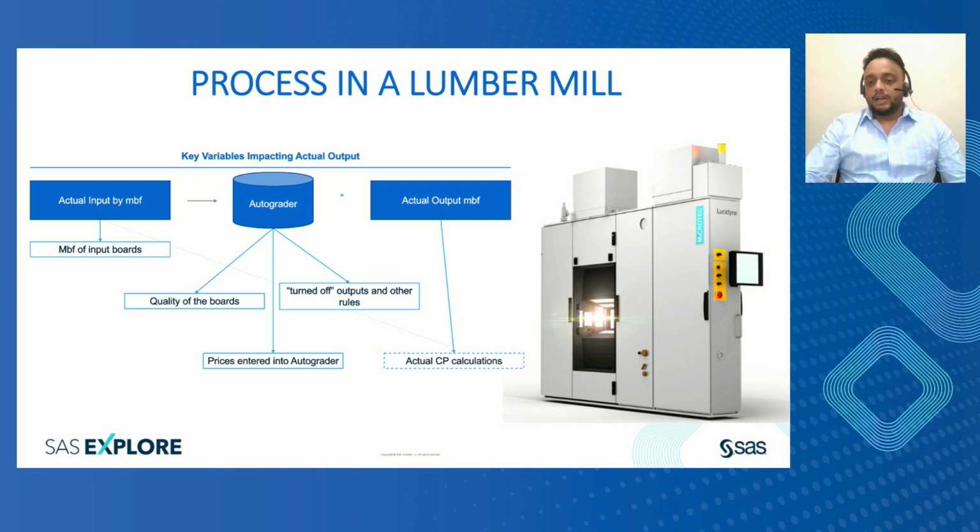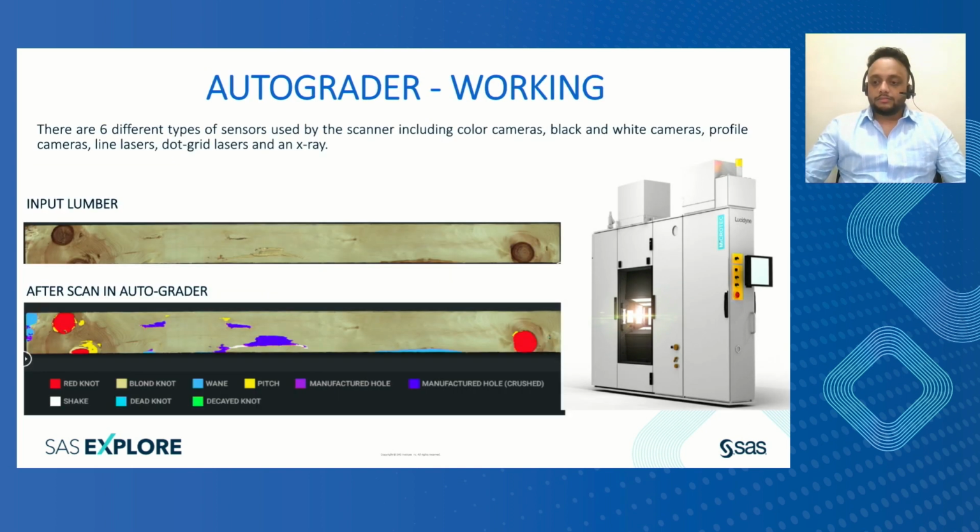I'll explain that in the next slide. What basically happens: if you see this particular slide, the input lumber looks like this, right? If you feed the lumber in the top photo, where input lumber is written, into the machine, this machine will find out the defects and the quality of the lumber based upon the six sensors it has, like color cameras, black and white cameras, line lasers, dot or grid lasers, and X-ray.